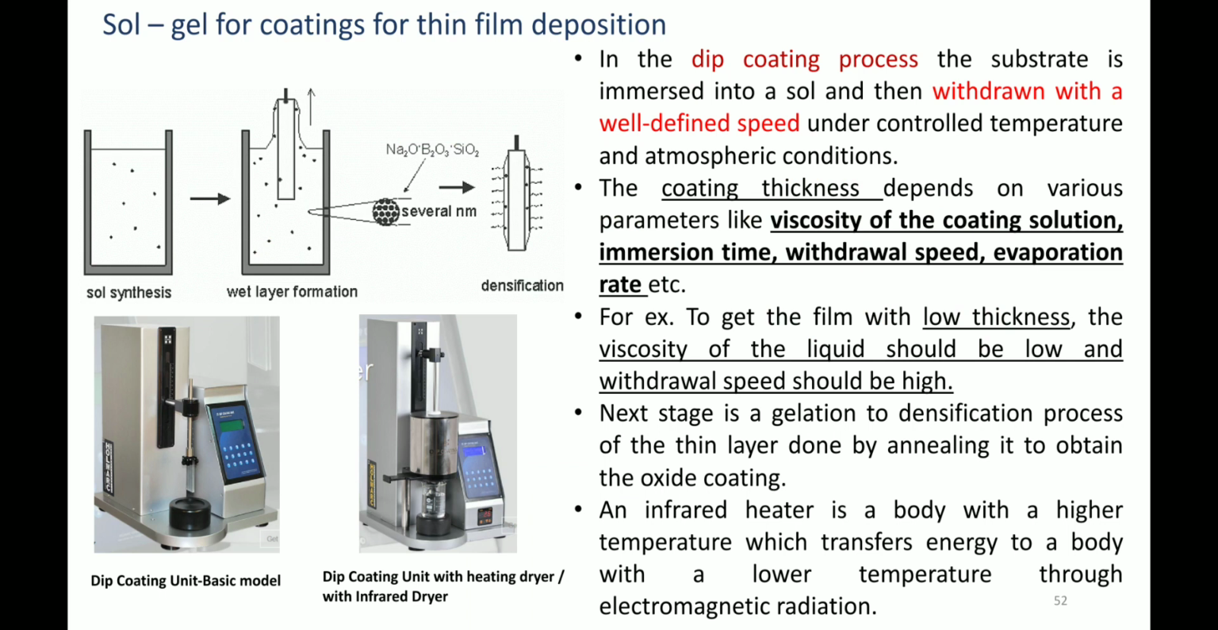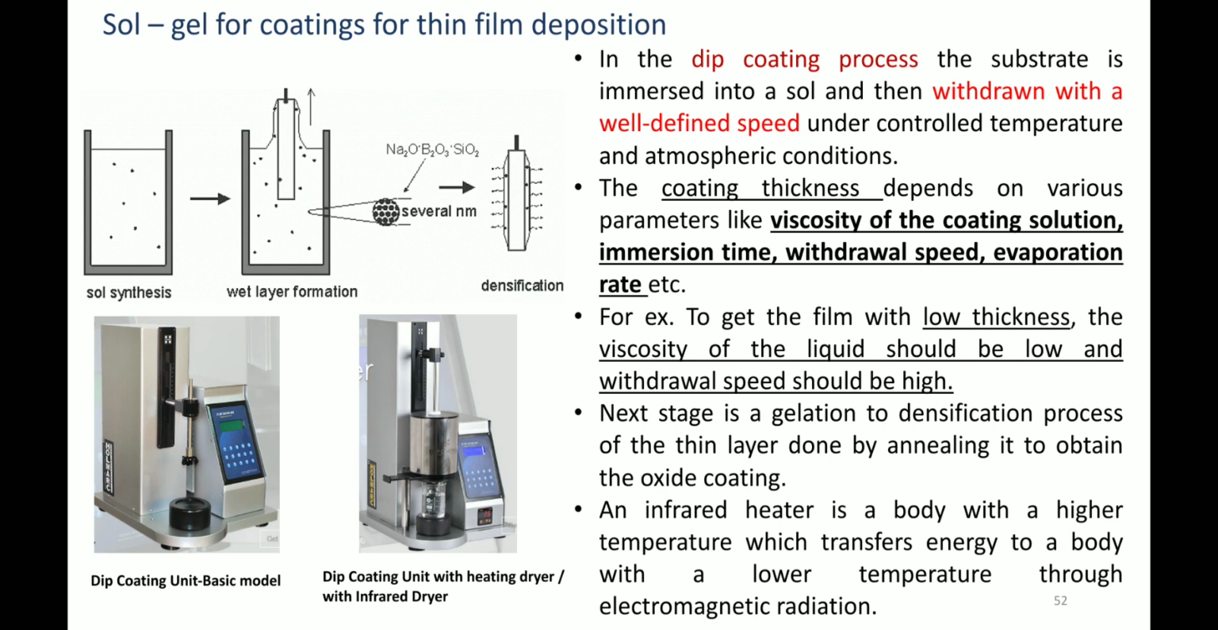Now there is one more last technique, as I said, which is nothing but the dip coating process. So this is a sol gel coating for deposition of thin film with the help of dip coating process. So this is simple to understand. Again, as I said, in the dip coating process the substrate is immersed in a sol and then withdrawn with a well defined speed under controlled temperature and atmospheric condition. So it is as easy as you are dipping your biscuit in a cup of tea, right?